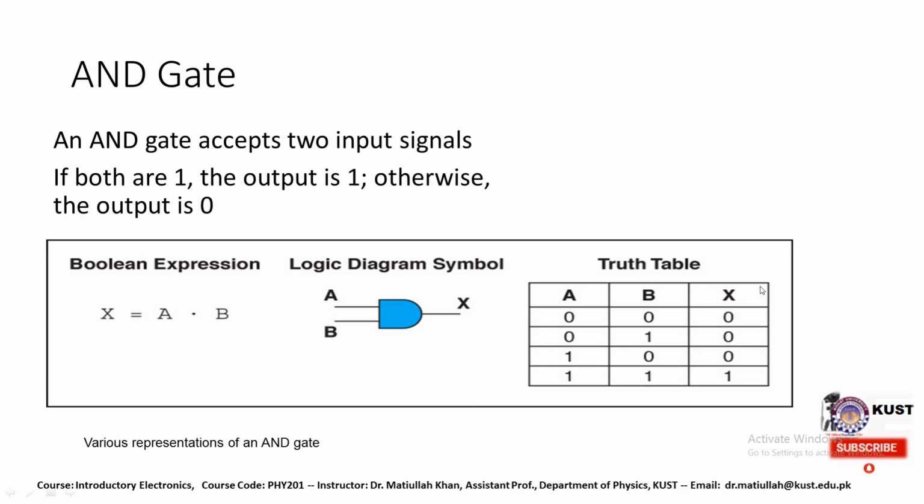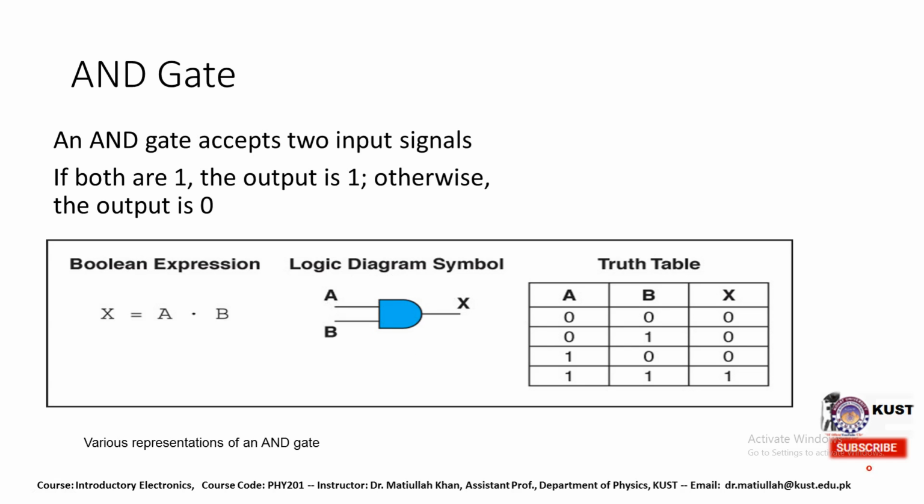So the Boolean expression for the AND gate is x equals a dot b, a multiplied by b. This is the logic diagram symbol for the AND gate. a and b are the inputs, and x is the output. Here in the truth table we have expressed all the possible inputs and the associated outputs.